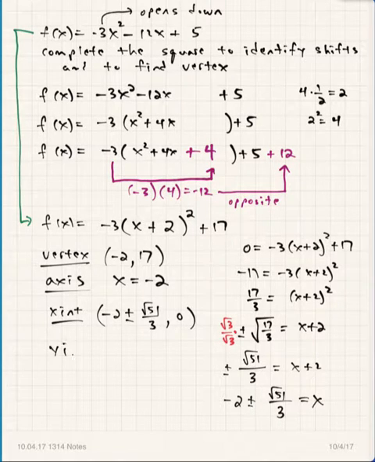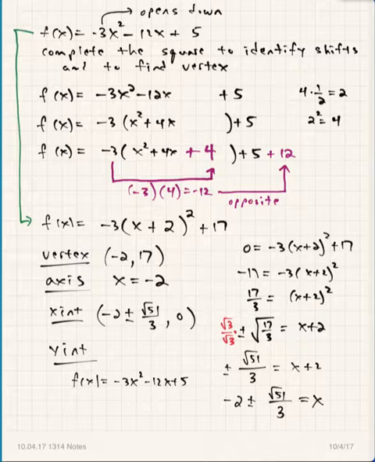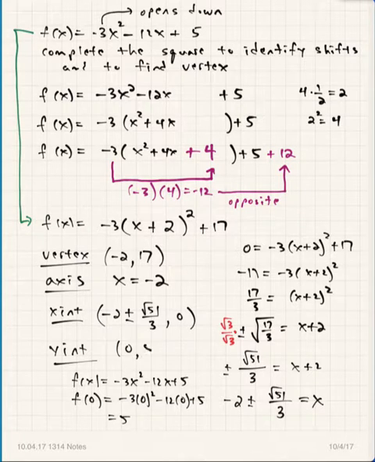And then the y-intercept is easier because remember there you're just setting x equal to 0. And so in the very first equation, where you have f of x, remember that's our function, f of x equals -3x squared minus 12x plus 5. And so you're really just finding f of 0 for the y-intercept. You're putting 0 in for x. And you end up with 5. And so the y-intercept's at 0, 5. So the y-intercept's always going to be easier to find.